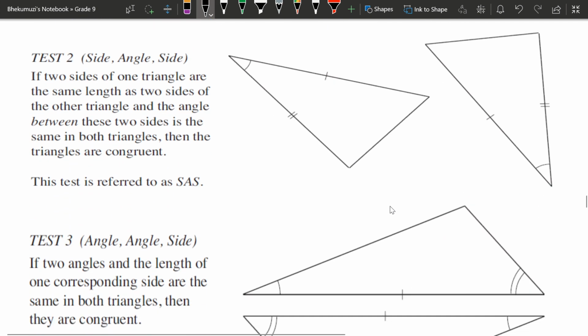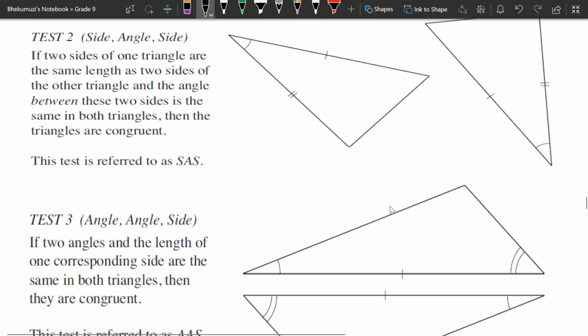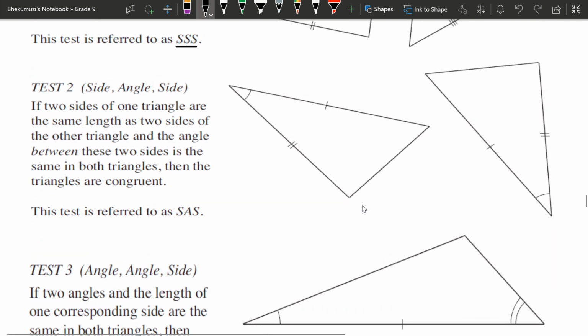Okay. And then the second way of showing that something is congruent is when you have a side, an angle, and a side that are the same. So if 2 sides of one triangle are the same length as 2 sides of the other triangle, and the angle between these 2 sides is the same in both triangles, then these triangles are congruent. So that is side angle side. And you can see that here, right?